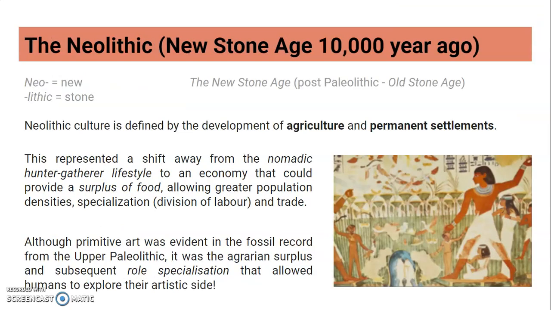So the Neolithic was the period we were discussing last lesson when we were looking at the boom of agriculture, and that was a result of permanent settlements. You can pause and read that if you want. It's kind of what I just said.